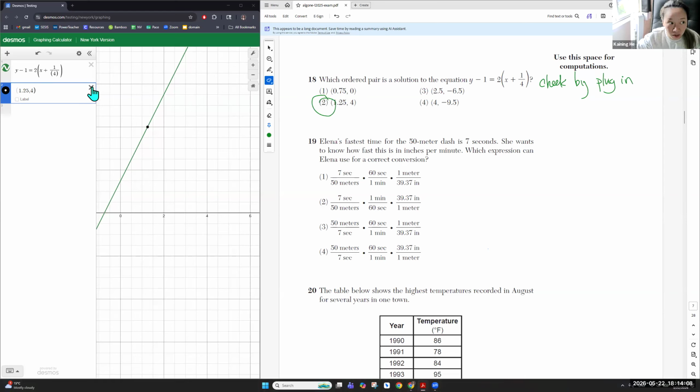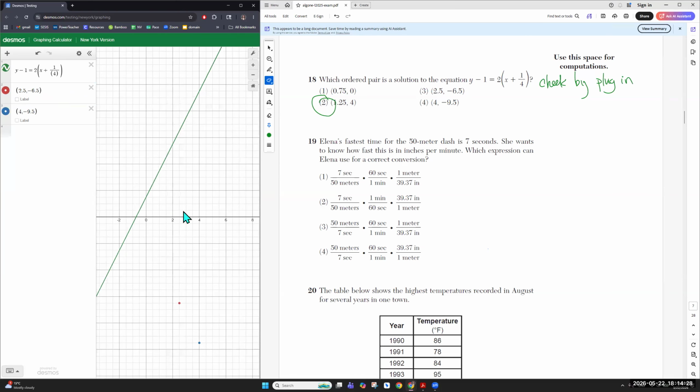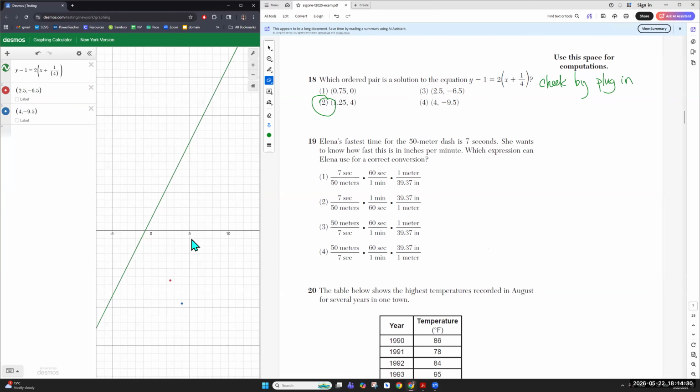But just in case, double check everybody else, right? So I'm gonna have 2.5 comma -6.5. What do you think? No, it's all the way down. And the last one, I have a 4 comma -9.5. I don't even see it. Oh, it's all the way down there in blue. So not on it. So we can test it by that, or if you want to check it by hand, that's fine too, by plugging in all of that.